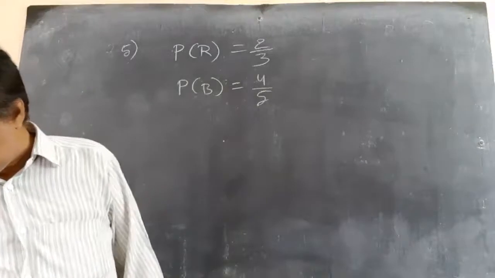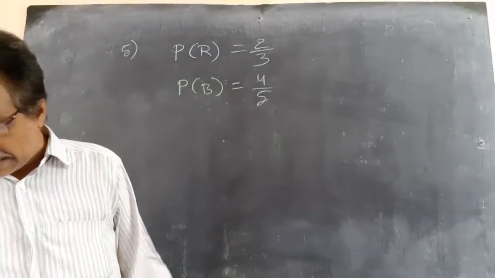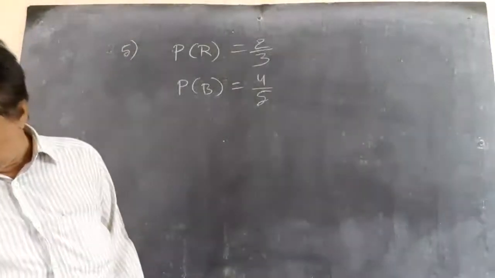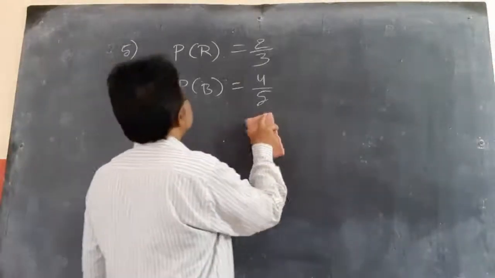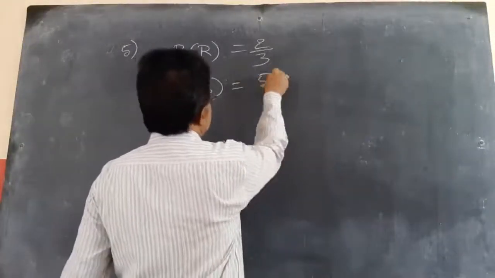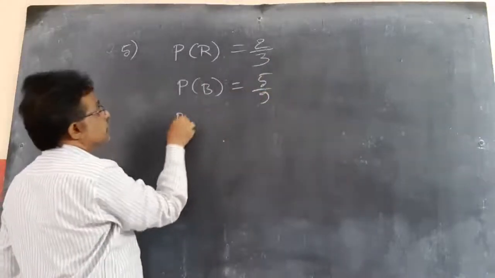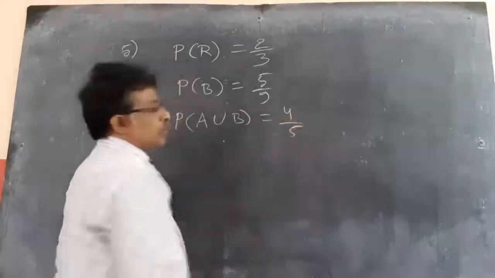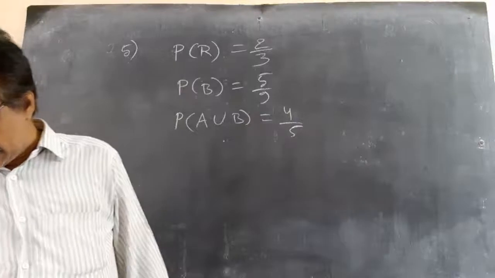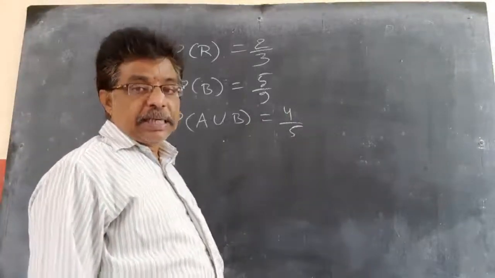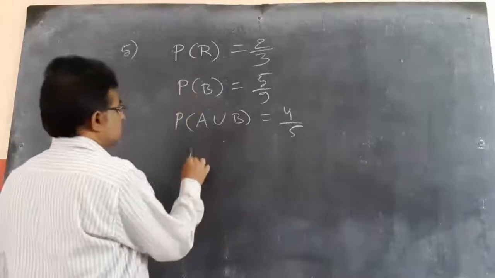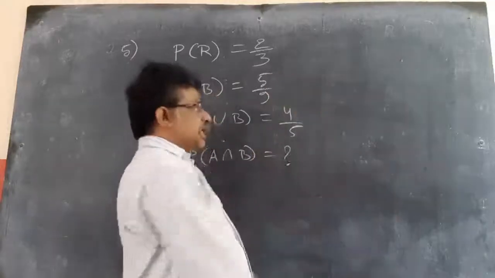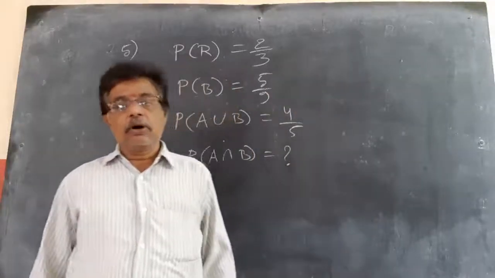Now what is being asked is to find the probability that at least one of the contracts is obtained. The building contract is 5 by 9. At least one is 4 by 5. So P of at least one is P of A union B equal to 4 by 5. Then find the probability that he gets both the contracts. That means he is asking P of A intersection B equal to how much?